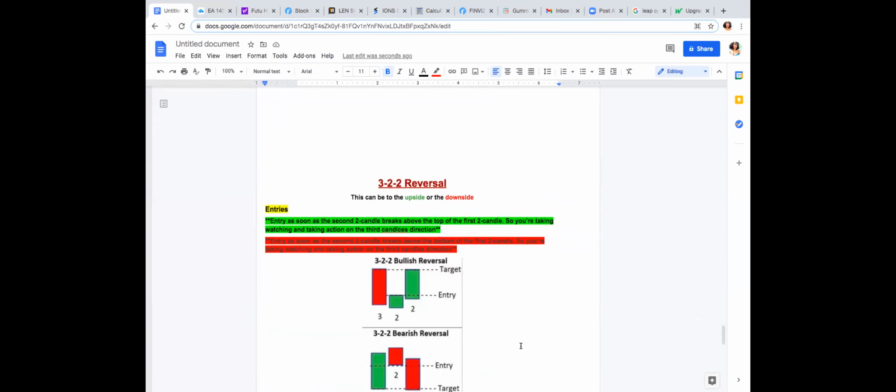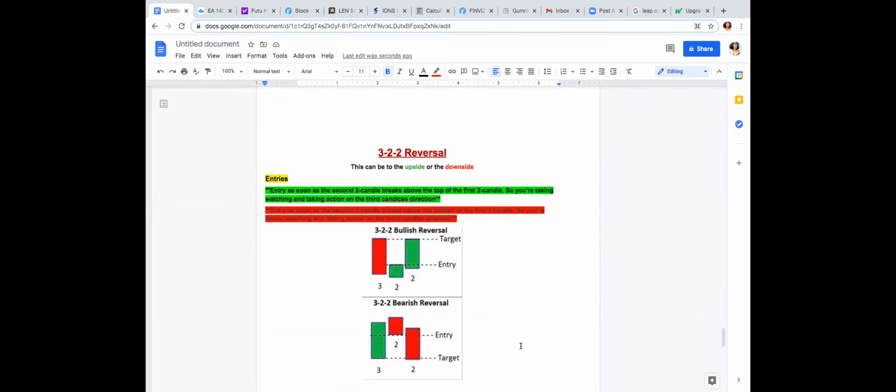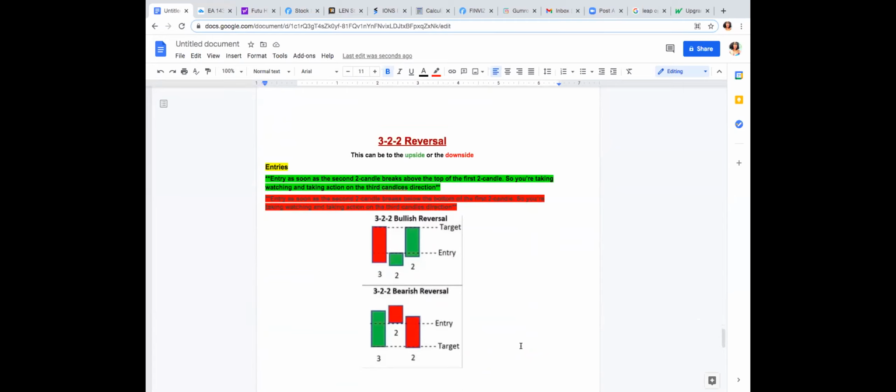Then we also have the 3-2-2 reversal, which can be to the upside or downside. For the upside, your entry is as soon as the second 2 candle breaks above the top of the first 2 candle.